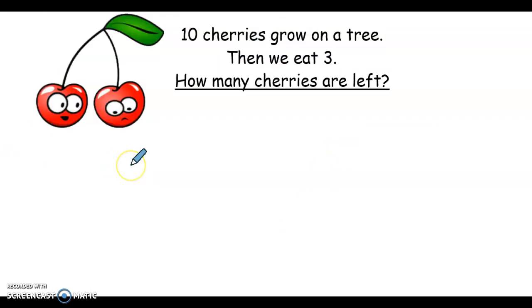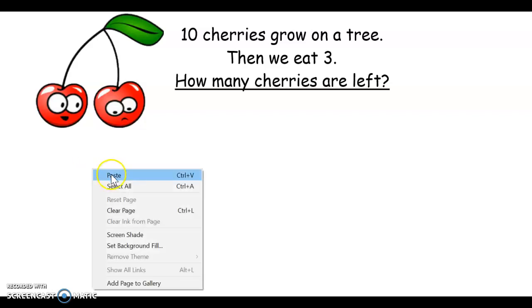All right, let's try another one. So 10 cherries grow on a tree. Then we eat 3 cherries. How many cherries are left? Okay, so if we're eating cherries, are we getting more cherries, or are there cherries that are going away? Yep, the cherries are going away. Either way, we're going to start off with our 10 cherries.